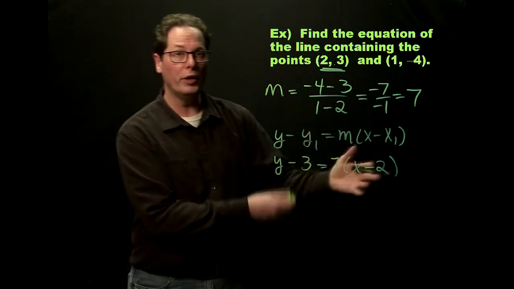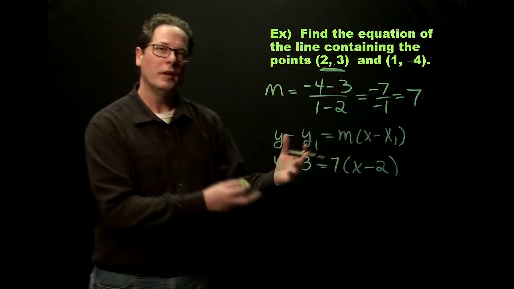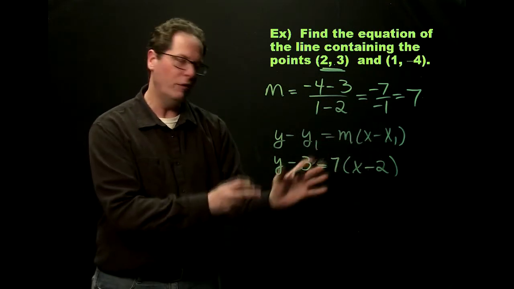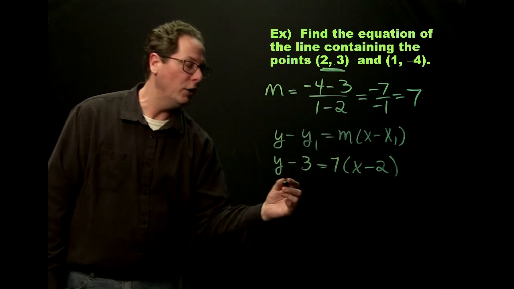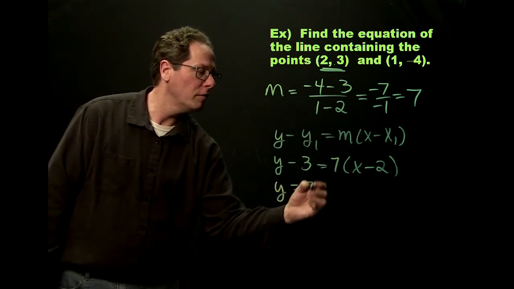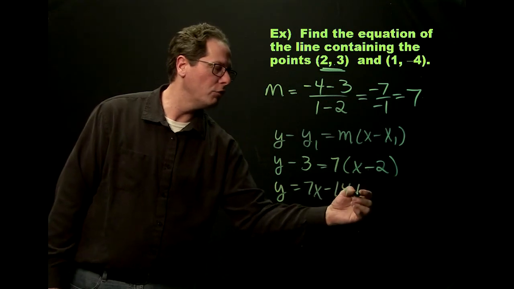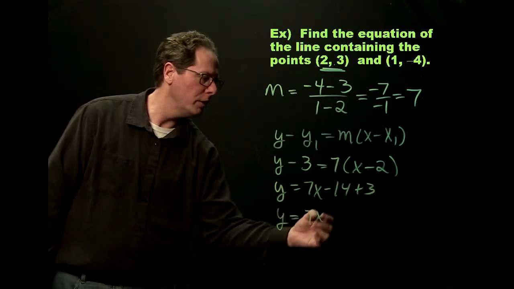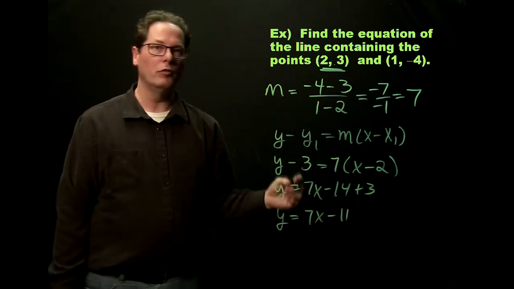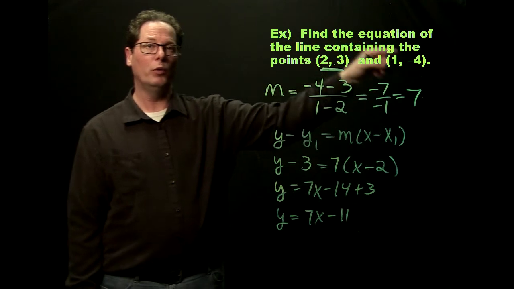But it's not in point-slope form, and it's not in slope-intercept form. It's kind of muddled how x and y are directly related. So we want to go a little bit farther, do a little bit more algebra here. We want to distribute that 7, so we get a minus 14. We want to bring the 3 over to the other side as a positive. And in our final simplification, we get 7x minus 11. So 7x minus 11 is a line that passes through the points (2, 3) and (1, -4).